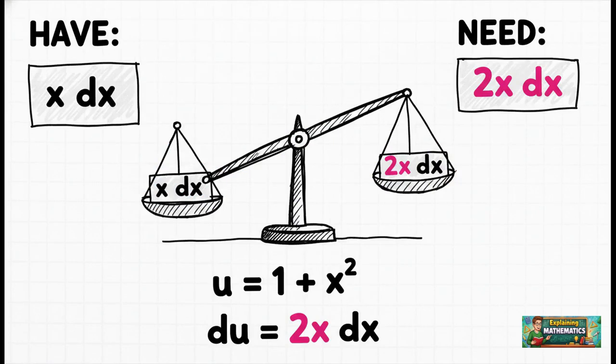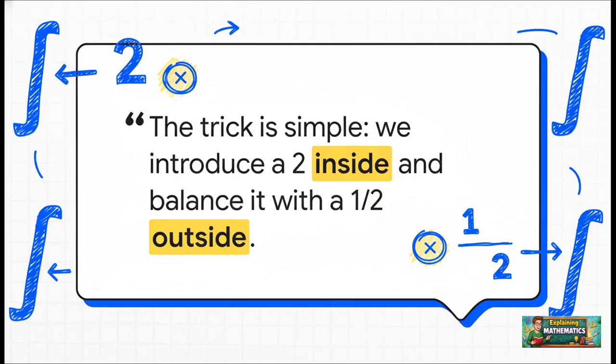So here's the catch. We set u to 1 plus x squared, so its derivative, du, is 2x dx. But if you look back at our problem, we only have x dx. We're missing that factor of 2. We are so close, but it's not an exact match. What do we do? Well, the fix is actually simple, but it's really powerful.